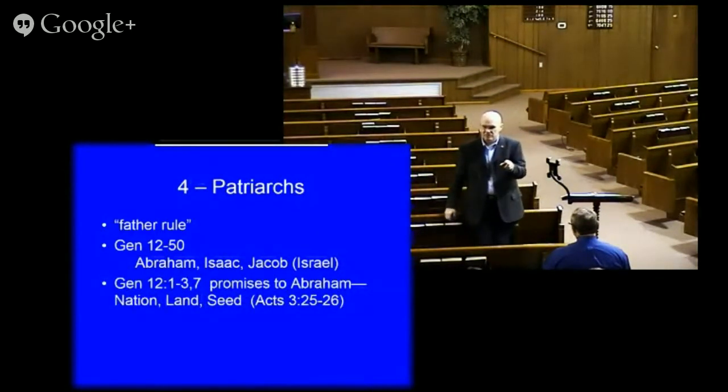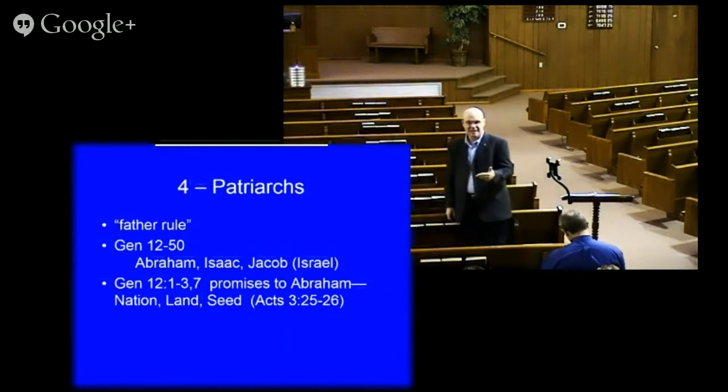The next got-to-know verses: Genesis chapter 12, verses 1, 2, 3, and verse 7. These are the promises, the first time they were given to Abraham. Nation, land, and seed. The three promises. And we'll see those as we go through the rest of the story this morning. Nation, the land, and the seed.